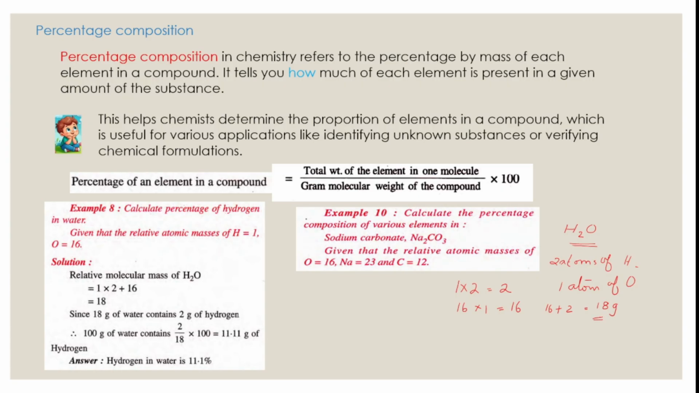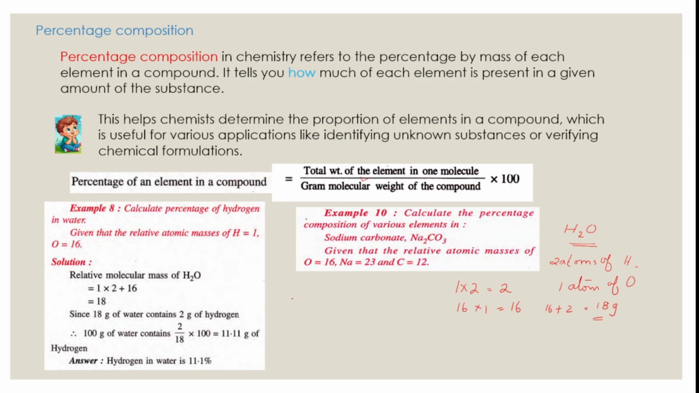So what is the formula to calculate the percentage of an element? Total weight of the element in one molecule divided by the gram molecular weight of the compound, that is the total mass of the compound, into 100. For example, here we are asked to calculate the percentage of hydrogen in water, isn't it? We have calculated the gram molecular mass of water, which is equal to 18 gram. We know that in water we have two atoms of hydrogen. We are asked to find out the percentage of hydrogen in water.